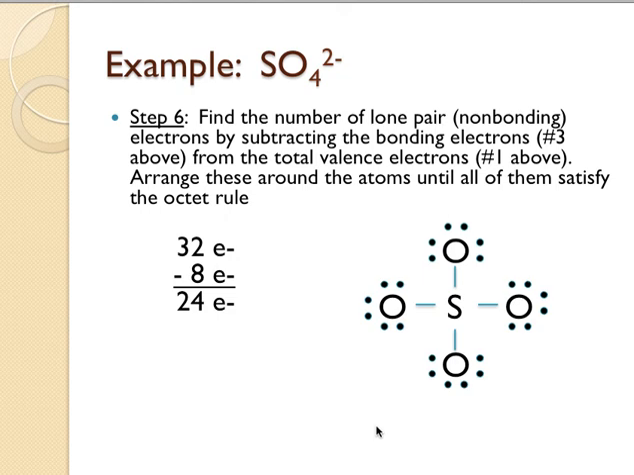For something that has a plus charge, I will subtract valence electrons from the valence electron total. The only one you should know is NH4, ammonium, NH4+. That's the end.